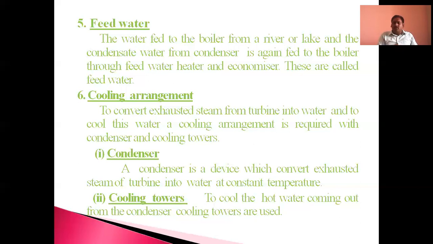Next, feed water. This is the main source for the boiler to produce steam. And finally, the cooling arrangement. That means the exhaust steam from the turbine can also be recycled to the boiler without wastage, which can improve the overall plant efficiency. Why? Because the wasted steam can be converted into water and reused. That's why it can increase the overall plant efficiency.